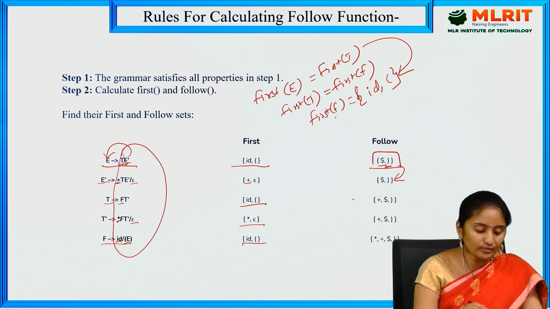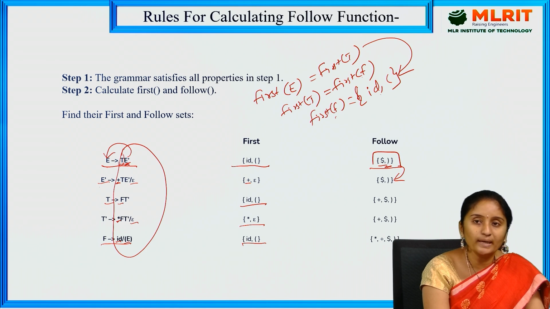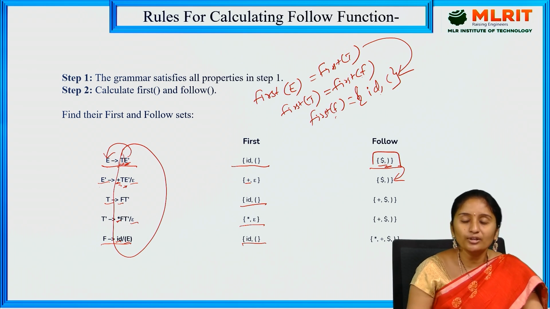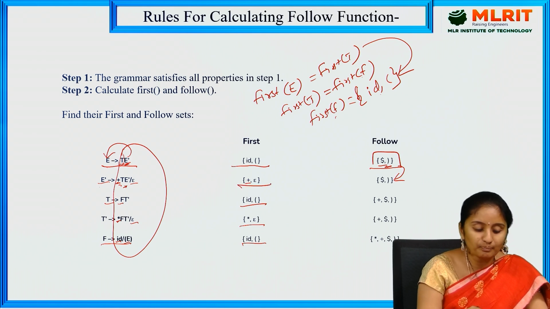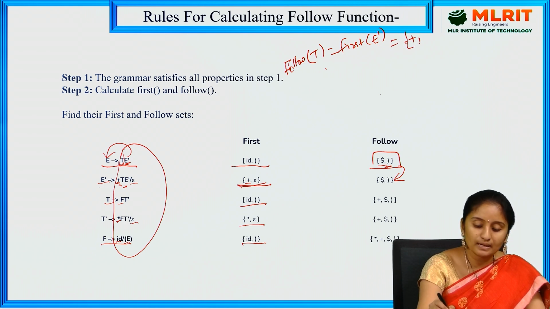Next, follow of T. T is followed by which one? T is followed by E dash. Here also T is followed by E dash. If it is followed by a non-terminal, we calculate it as first of E dash. What is first of E dash? It is nothing but plus, comma, epsilon. So place this plus and epsilon after the T.